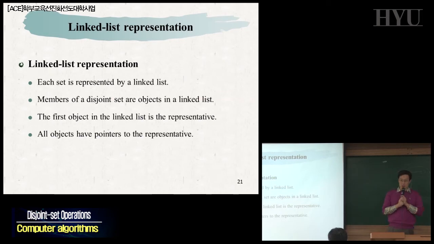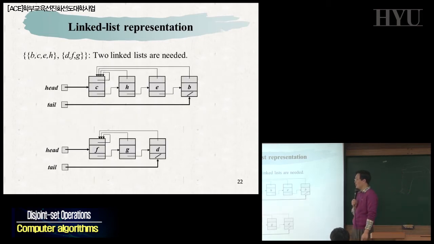In the linked list representation, each set is represented by a linked list, and members of a disjoint set are objects in the list. And the first object in the linked list is the representative, and all objects have pointers to the representative. Okay, let me explain using this example.